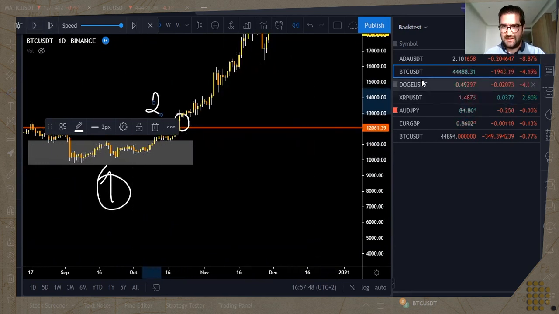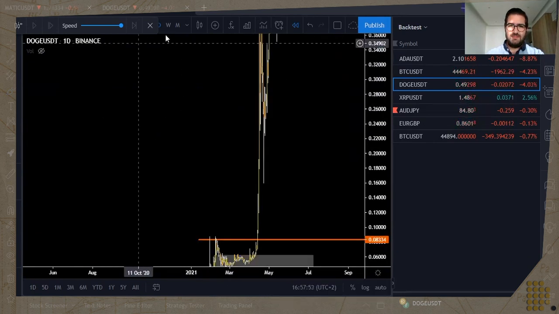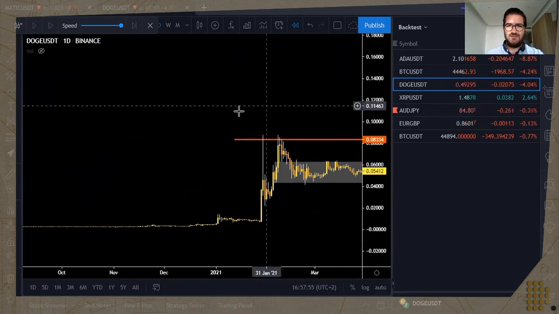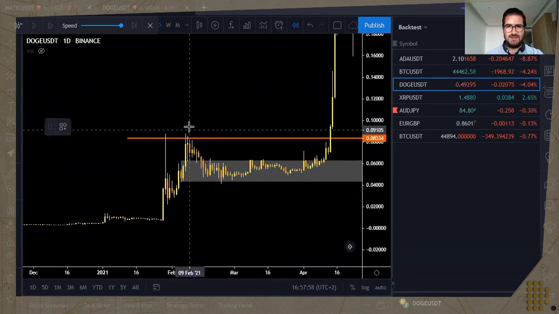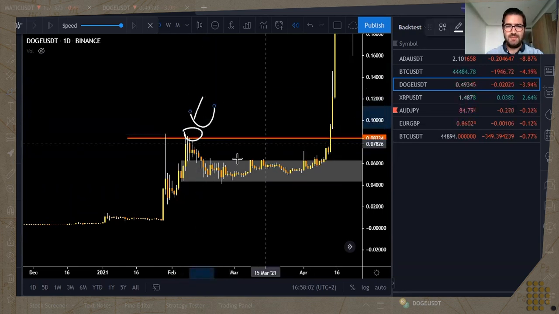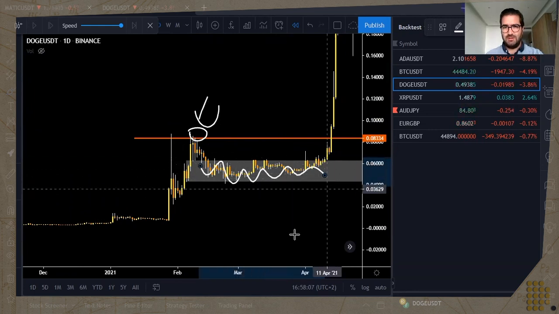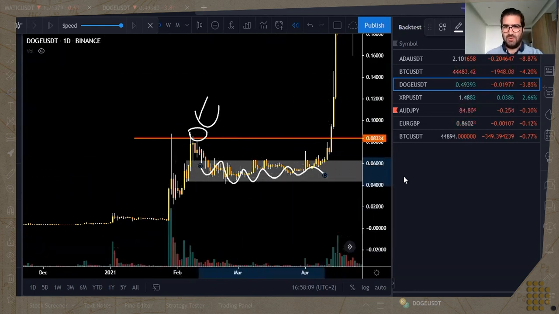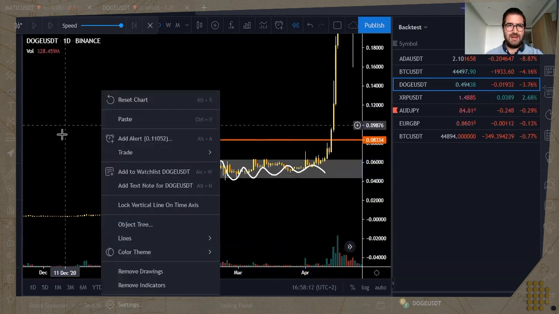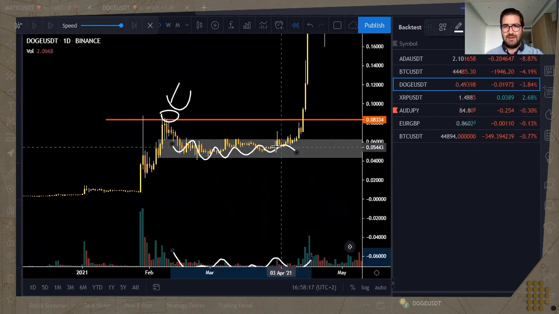Let me give you another example here. We have the Doge USDT. So the market failed to break this resistance. We have here fake breakouts. After the failure, we can see this accumulation and low volatility. If I apply the volume indicator, you can see how low the volatility is here. And then let me go back in time.